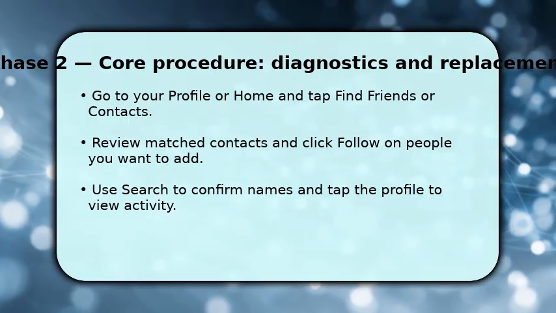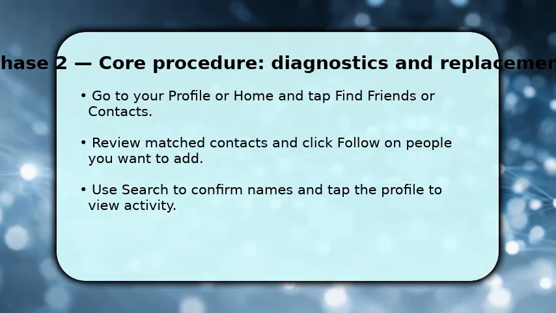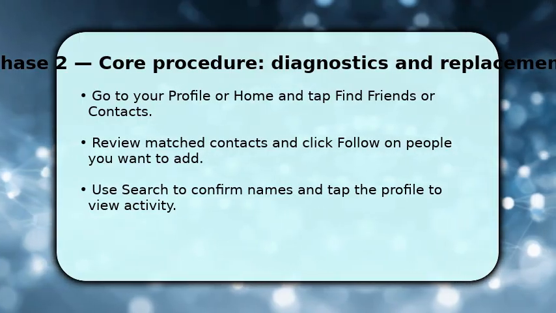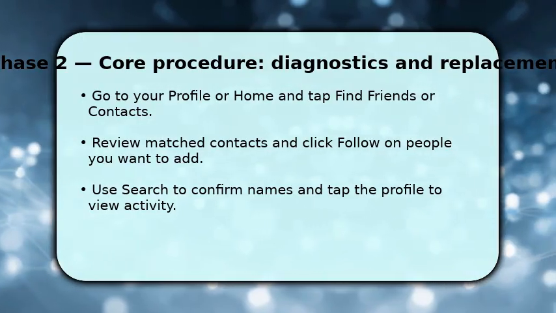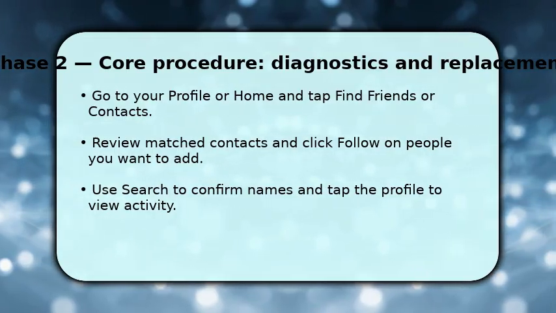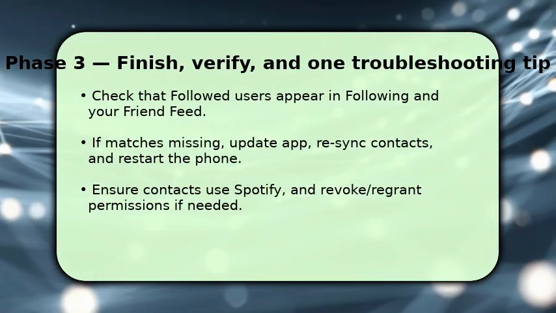Make sure to open a suggested profile to confirm it's the right person, then hit follow there as well. If you want more connection, use the share button to send your profile link via text or messenger. Finish by checking your following list and the friend activity feed to confirm new connections show up.